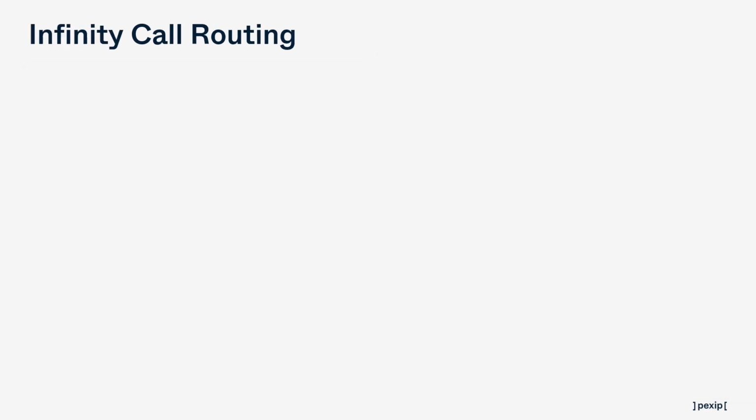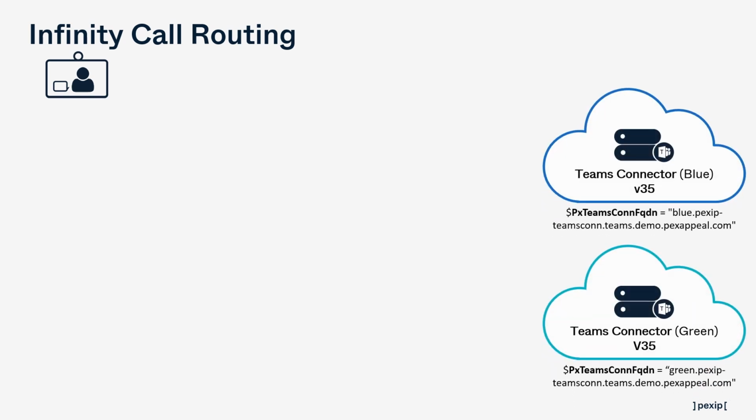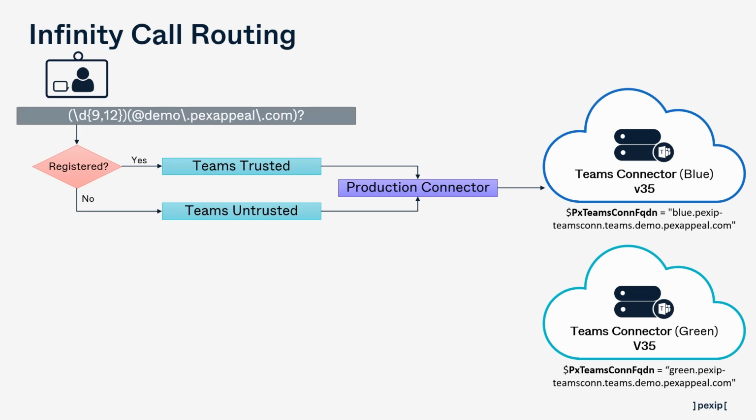Infinity was configured with details about the Teams tenant and the 2 connectors which were deployed. Call routing rules were configured to route calls to Teams. 2 rules were added which matched the alias used for production Teams CVI calls. Registered endpoints making calls would match the Teams trusted rule, resulting in bypassing the Teams meeting lobby. Unregistered endpoints matching the untrusted rule would be placed in the Teams meeting lobby, requiring them to be admitted by a meeting host. Both rules were routed via the production Teams connector, the blue connector.